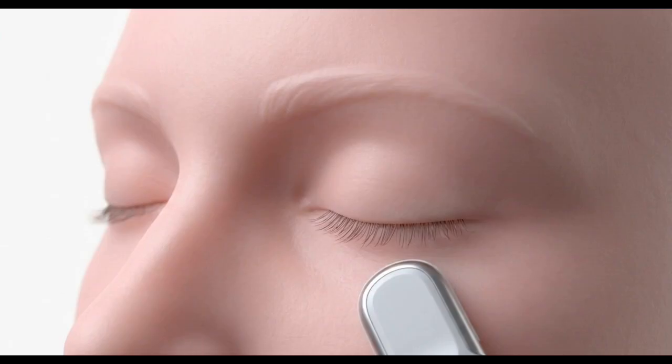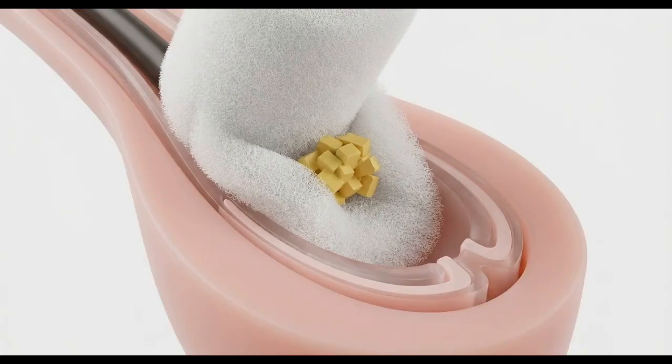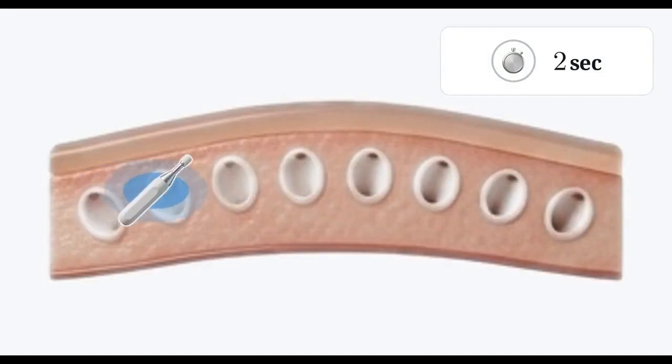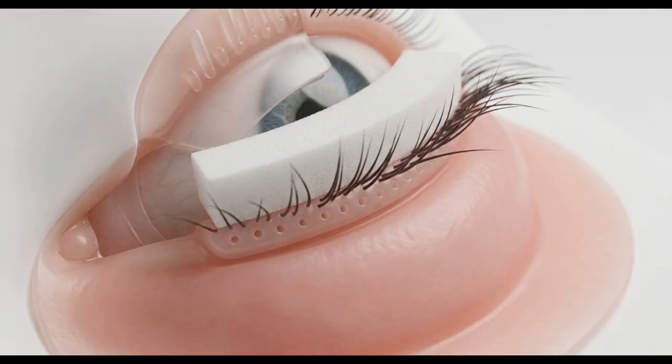While it seems counterintuitive, firm pressure is actually more comfortable for the patient than a light tickling sensation, and it allows the sponge to effectively mechanically latch onto and lift accumulated scurf. Maintain this firm back-and-forth motion continuously for a full 20 to 30 seconds. Ensure the sponge reaches all the way back to the Meibomian glands.